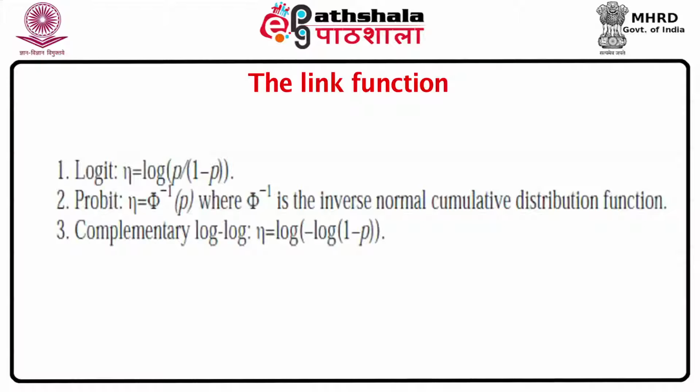To this end, I have introduced three link functions here. The first is called the logit link, and here we say that eta is equal to log of p by 1 minus p. The second is called the probit link, and here I have said that eta is equal to capital Phi inverse of p, where capital Phi inverse is the inverse CDF of the standard normal distribution. The third is the complementary log-log link, where we say that eta is equal to log of minus log of 1 minus p.